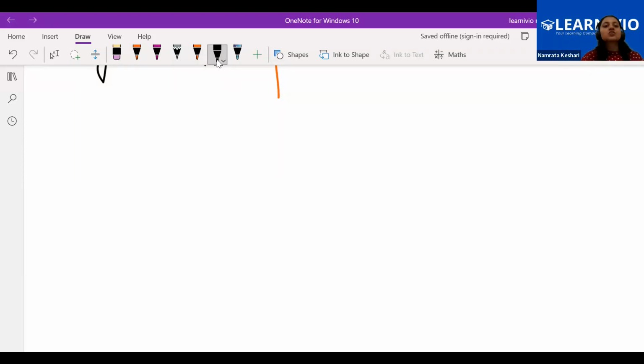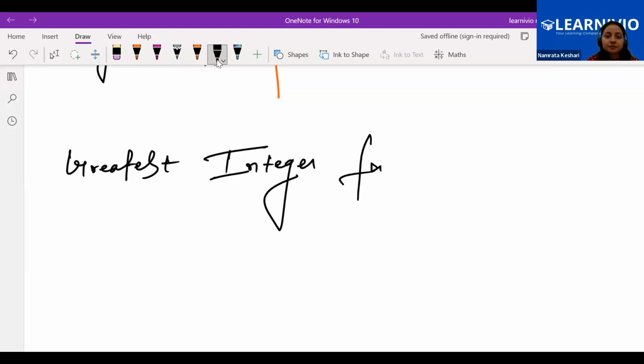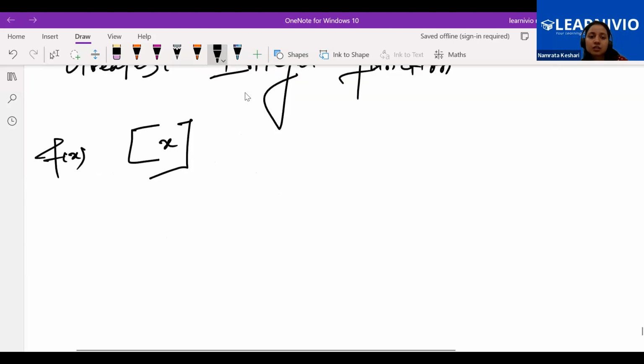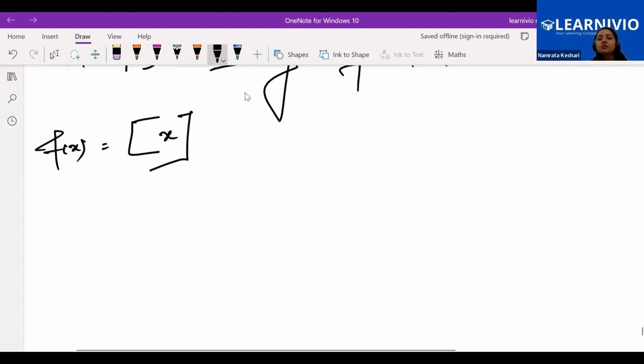Now the next function which I said, the greatest integer function. We represent the greatest integer function like this, with a rectangular box. And the meaning of this is that it will always give you the result as an integer value.